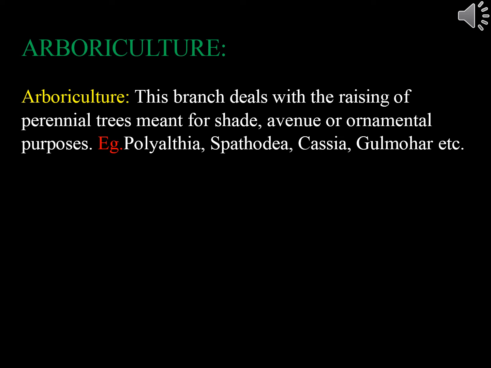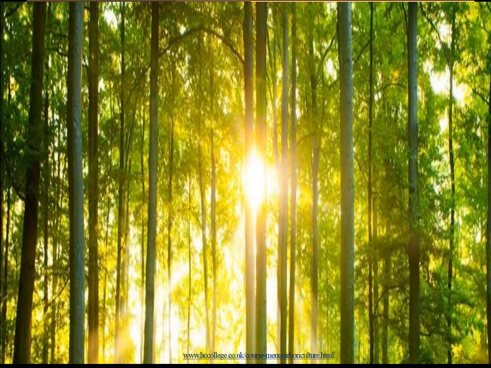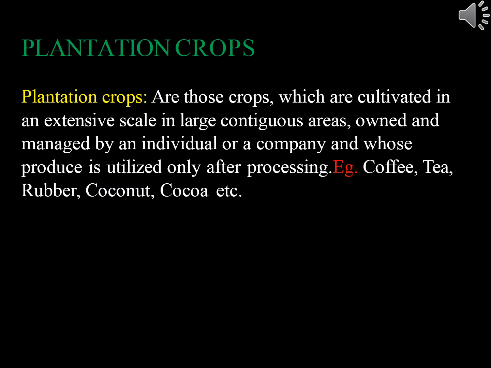Arboriculture. This branch deals with the raising of perennial trees meant for shade, avenue, or ornamental purposes. Plantation crops are those crops which are cultivated on an extensive scale in a large contiguous area, owned and managed by an individual or a company, and whose produce is utilized only after processing. Examples: coffee, tea, rubber, coconut, cocoa.